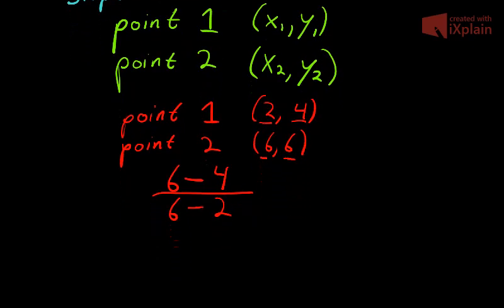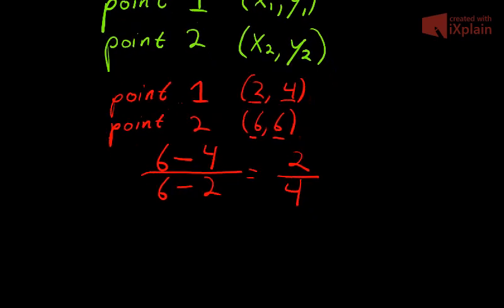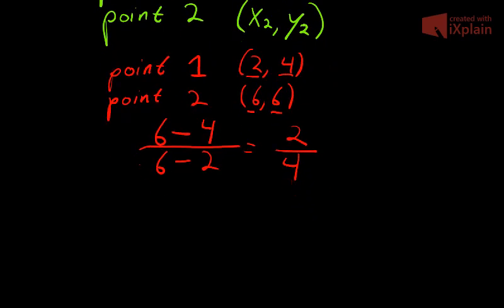After that, all that's left to do is solve. So we have 6 minus 4 is equal to 2, and 6 minus 2 is equal to 4. That gives us 2 over 4, which we can simplify by dividing the top and the bottom by 2. That gives us a slope of 1 over 2. So that would be a slope of 1/2, or a 1/2 slope.